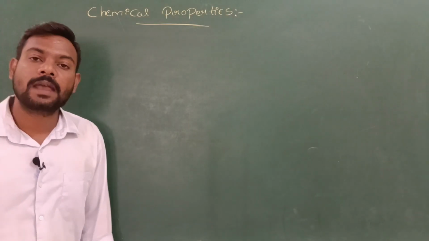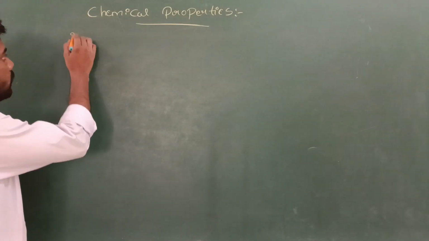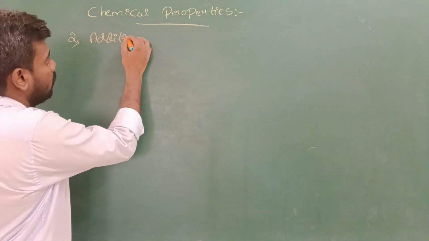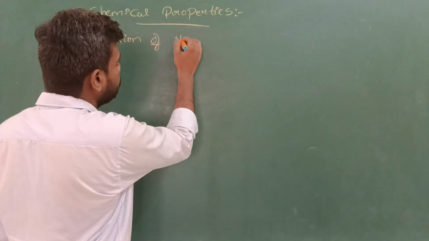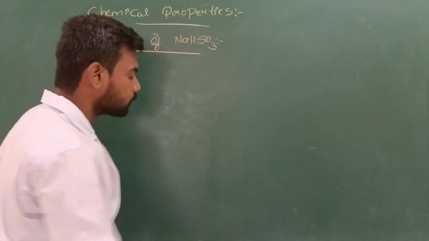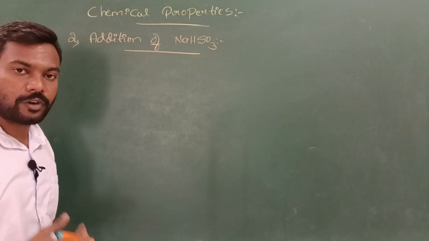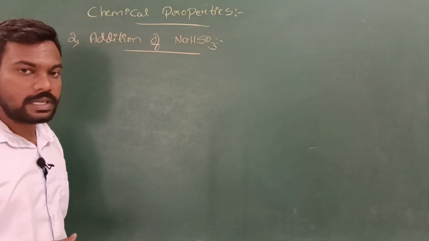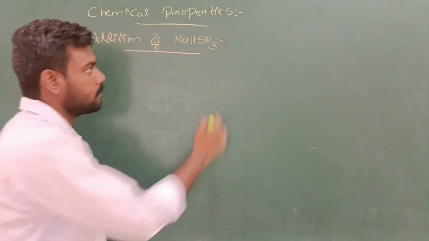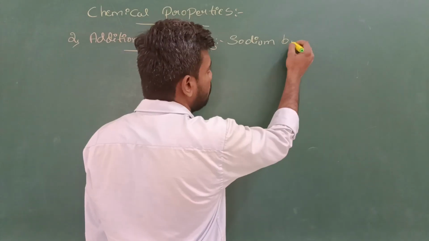Next example is addition of sodium hydrogen sulfide. When aldehydes react with sodium hydrogen sulfide, they form a sodium hydrogen sulfide addition product. And this sodium hydrogen sulfide is also known as sodium bisulfite.